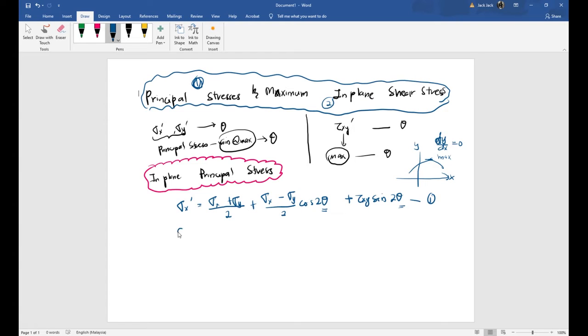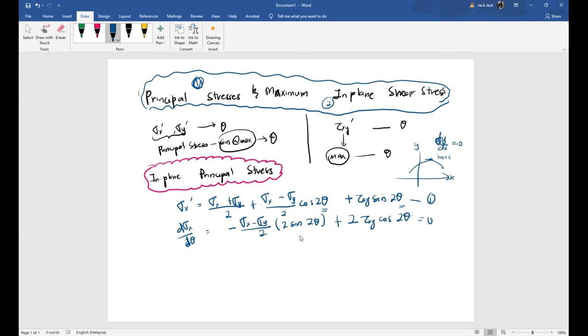So let's differentiate our first equation. d sigma x prime over d theta is equal to minus (sigma x minus sigma y) divided by 2, times 2 sine 2 theta, where you need to apply the chain rule, plus 2 tau xy cosine 2 theta. We know that the solution for this derivative equation is equal to 0.